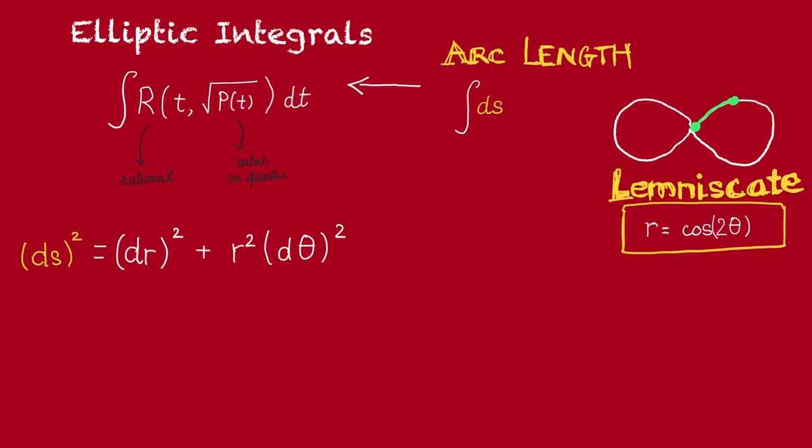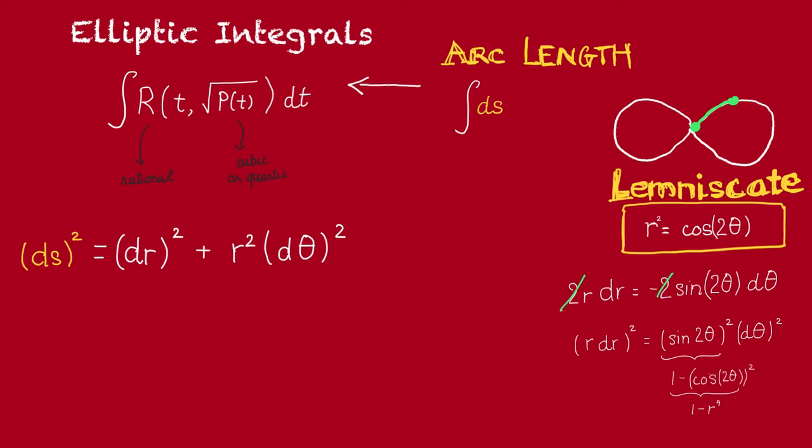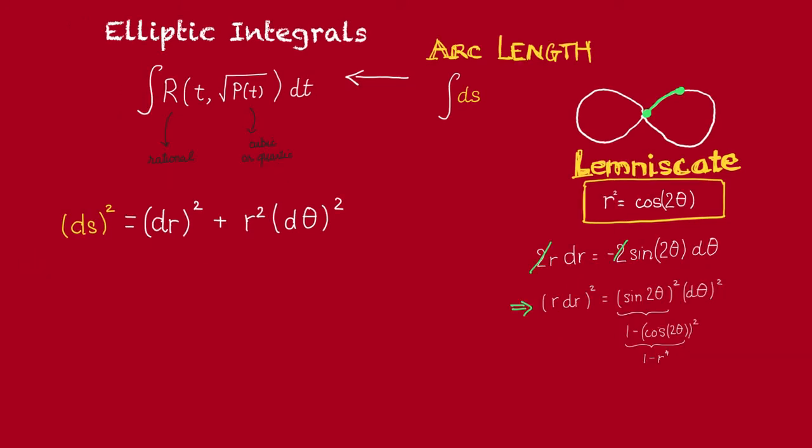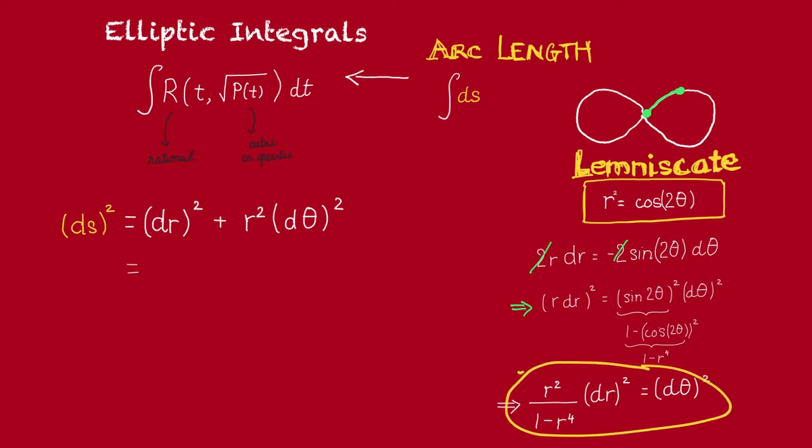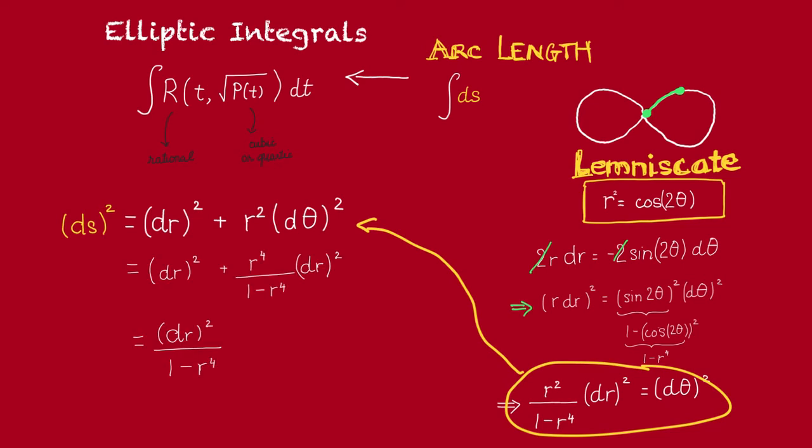Next, we can further simplify this to get an expression involving only d theta. This is because dr and d theta have a relation coming from differentiating this defining equation. Note that previously I made a typo, I forgot the square here. Now if we simplify and then square both sides, then we get an expression for d theta squared in terms of dr squared. Now plugging this back into here gives us an expression involving only r.